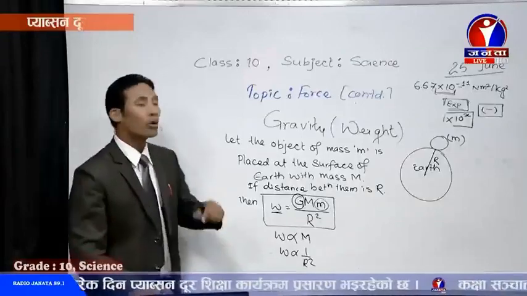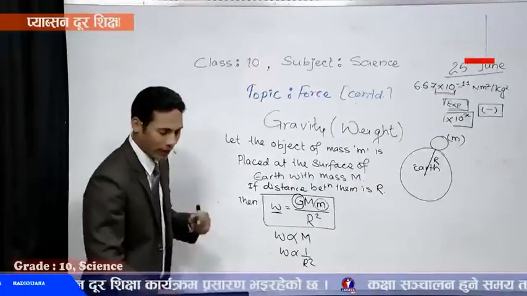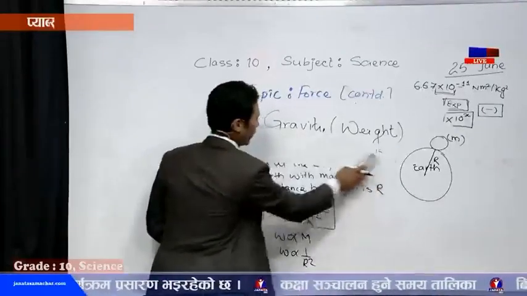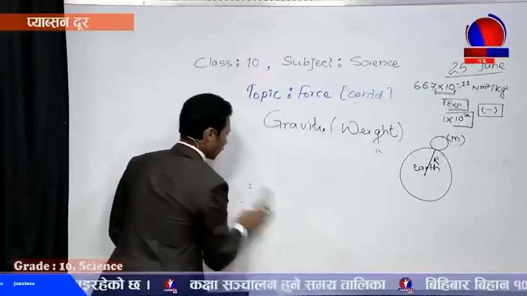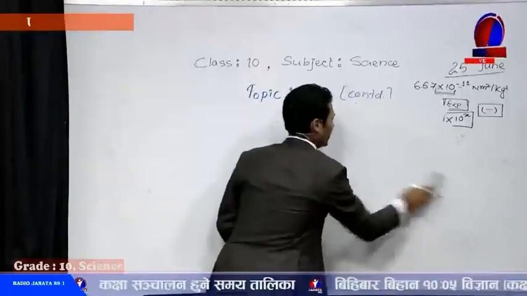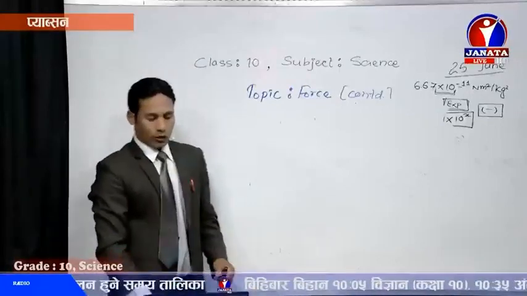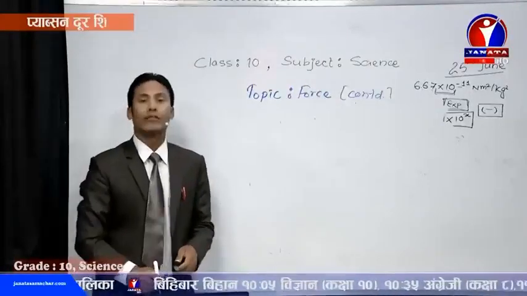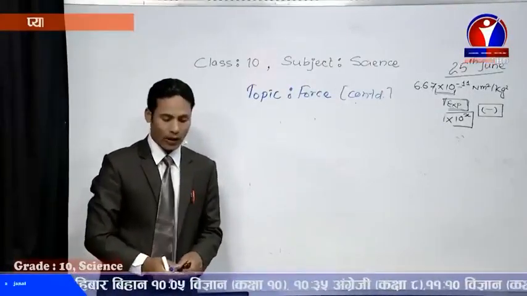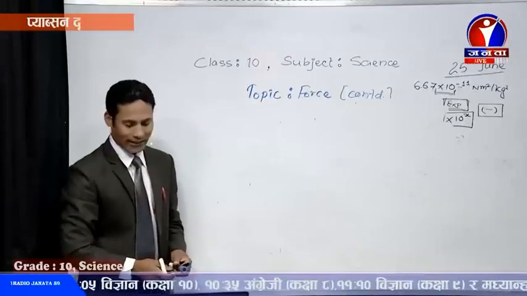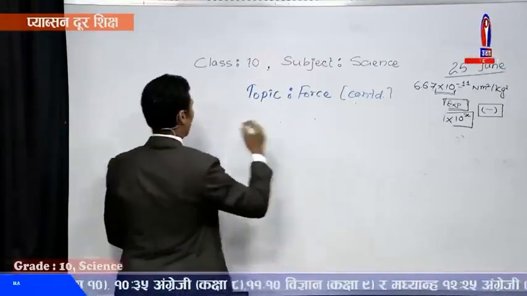So let's solve one numerical problem related to this. You can see the numerical problem on the screen. The question is there on the screen. The radius of the moon is given as 1.7 into 10 to the power 6, right? I will write it down on the board also, no problem.